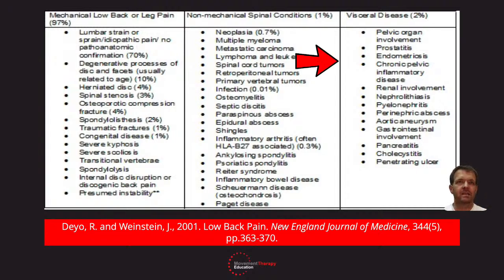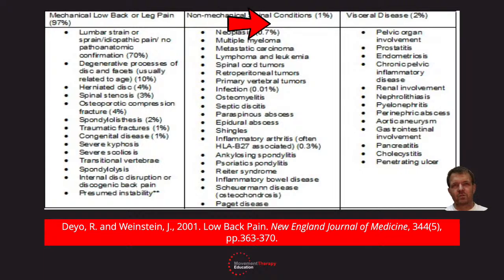If it's something like prostatitis, where you've got inflammation of the prostate, it doesn't matter what position you get into, it's not going to change that inflammation and it's not going to change that sensation because it's not mechanical. So if you can move around and it feels a bit better, that's a really good sign. It's more likely to be this mechanical issue, whereas if it's one of these, it doesn't really change. But visceral disease causing lower back pain is very rare. Only 2% in this particular study.